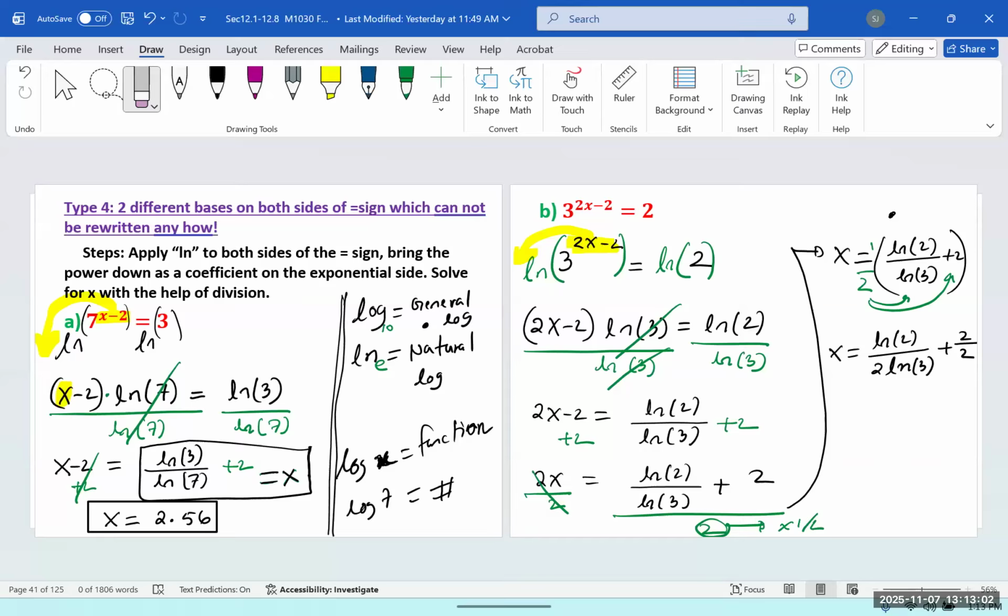So this is our last step. X equals ln of 2 divided by 2 times ln of 3. And we don't need a parenthesis. Plus 1.